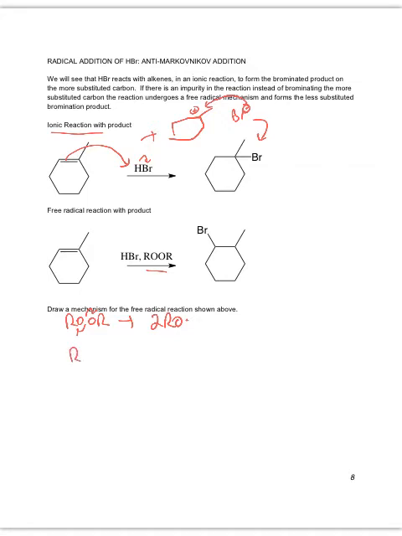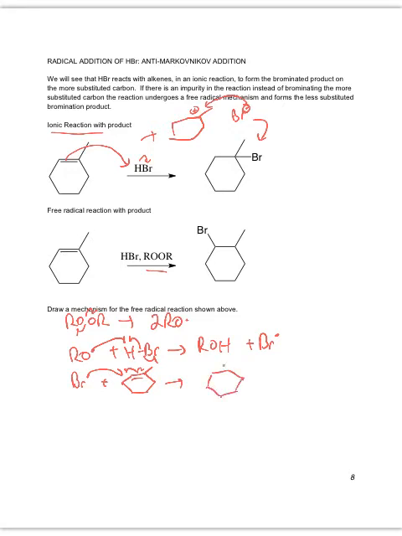In our first propagation step, the RO radical will abstract a hydrogen off of HBr to form ROH plus bromine free radical, and then the bromine free radical in the second propagation step can react with the cyclohexene, and as we learned a long time ago, the more substituted a free radical is, the more stable it is. So we want to add it to the carbon so we form the tertiary free radical.